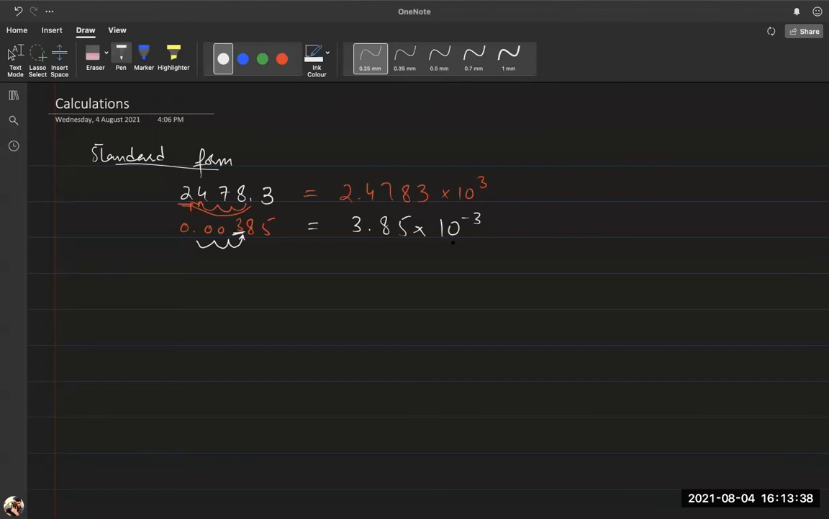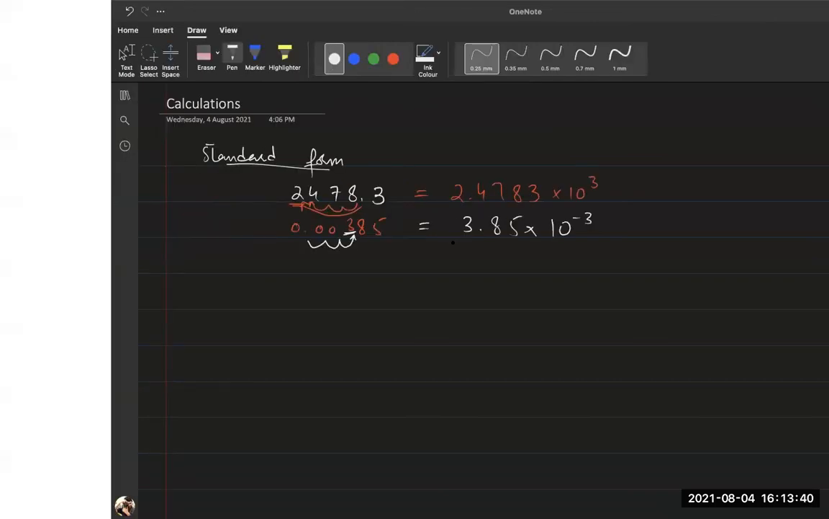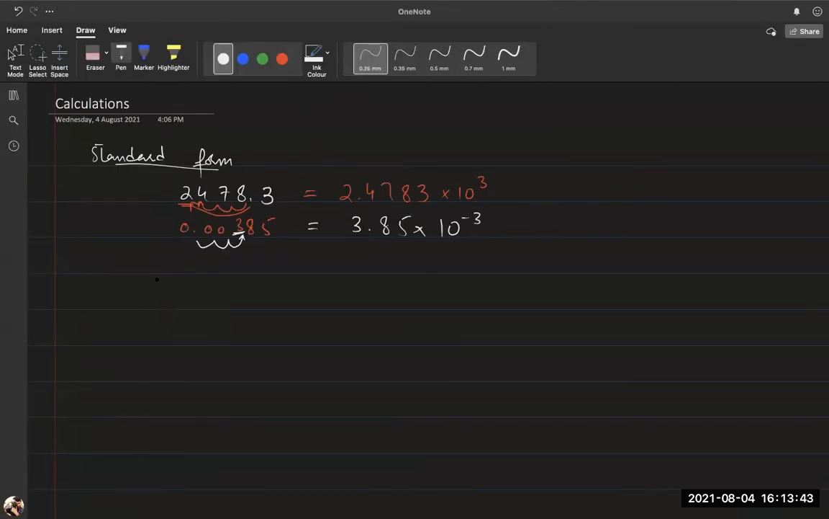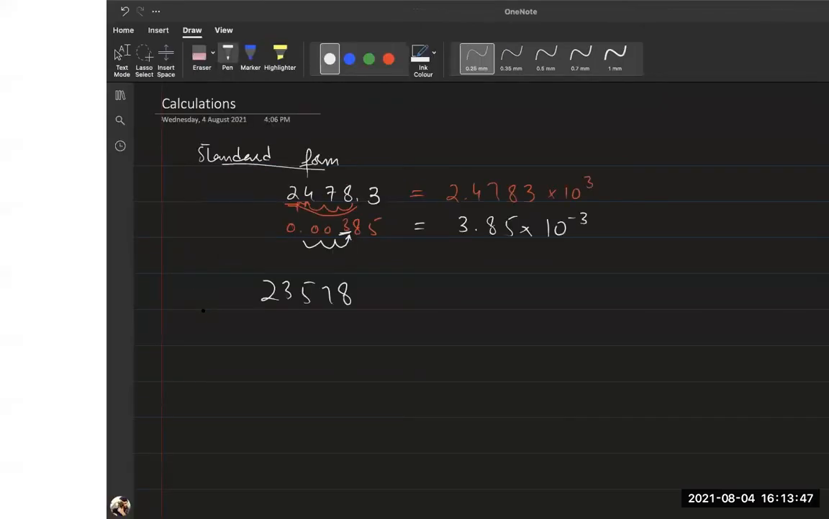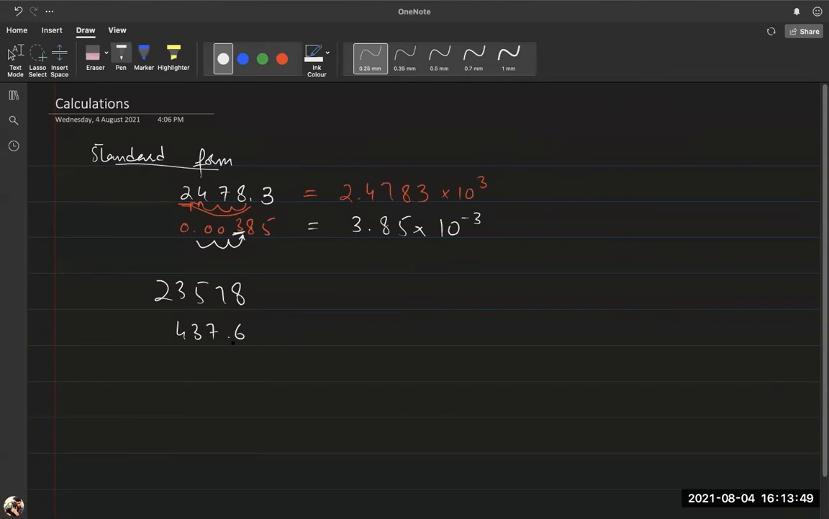Okay, so now that that's done, tell me what is the standard form of this number, this number, this number, this, and this. Okay, go on, solve it.